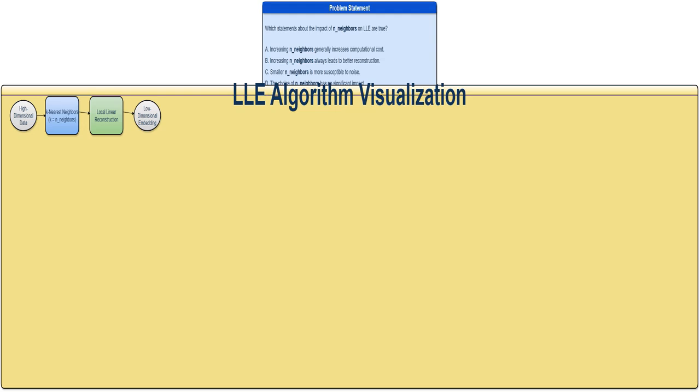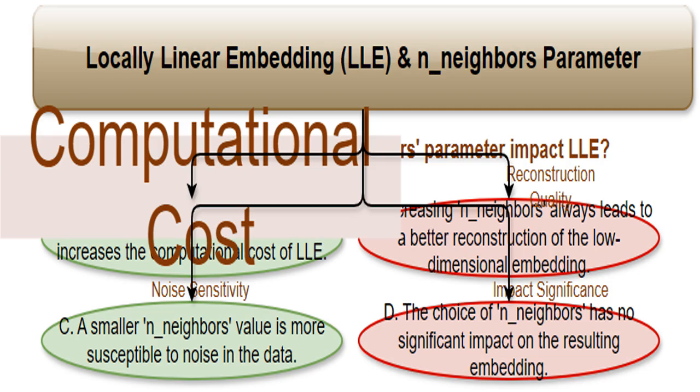It maintains neighborhood structures. I see that increasing the number of neighbors directly increases the computational load because the algorithm needs to perform more calculations to find the neighbors and reconstruct each data point. Think of it like this: if you only need to consider one neighbor for each point, that's easy. But if you have to check 10, 100, or 1,000 neighbors, that's much more work, right? That's why statement A is true.